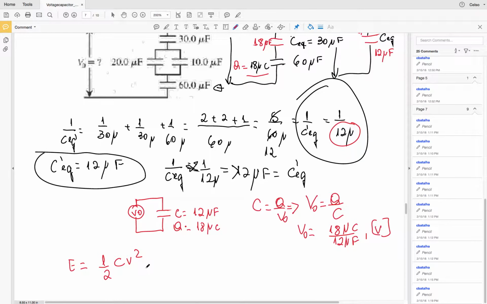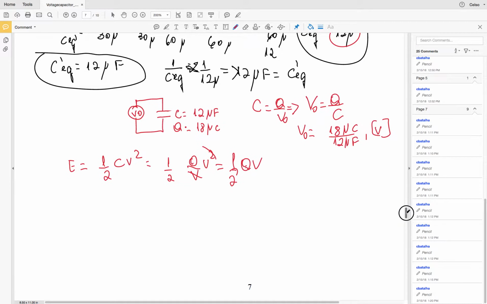So energy is half CV squared. There are different options for the energy equation. Since C is Q over V, you can also write this energy as half QV, and just plug in the numbers and you should have it.